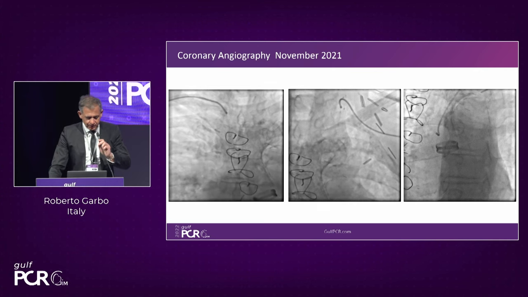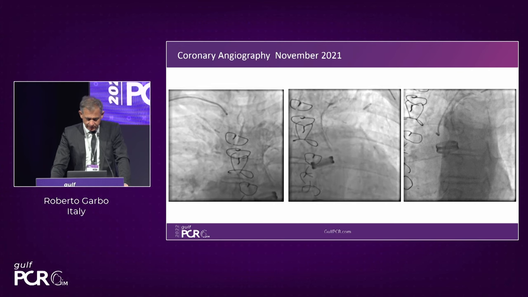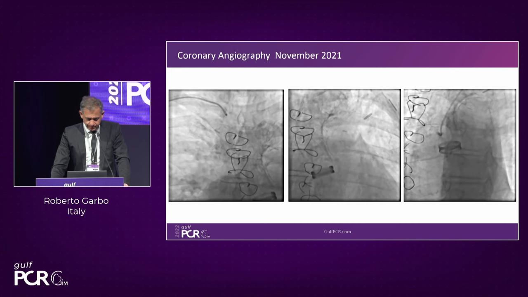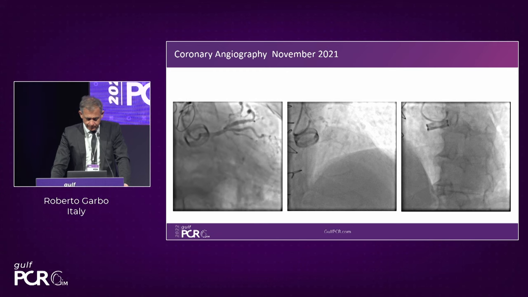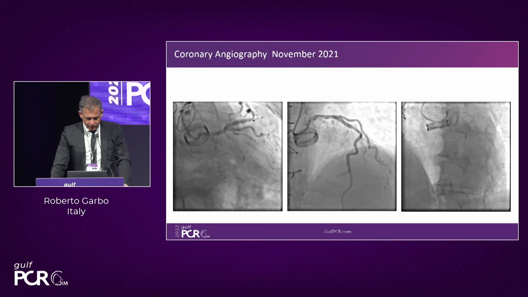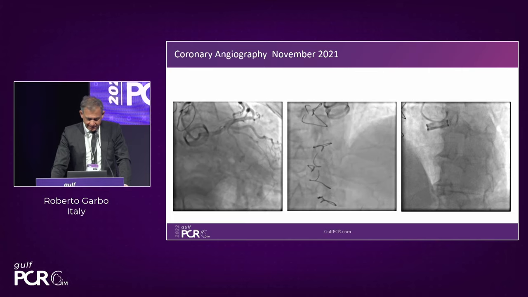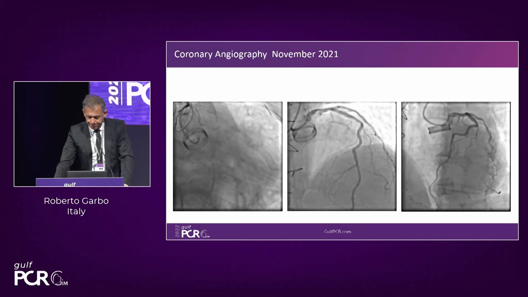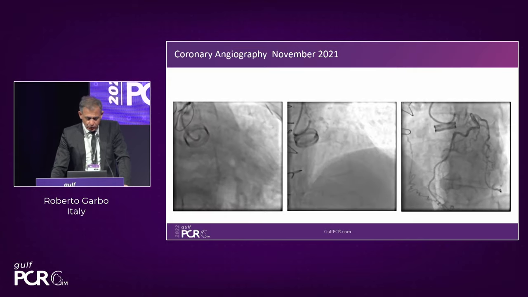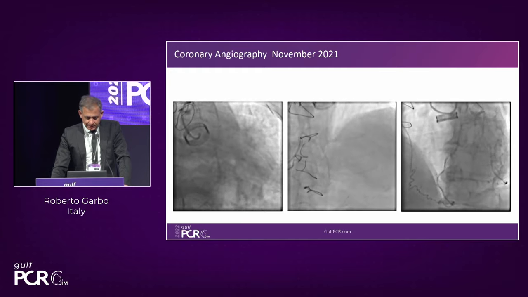You can see the RIMA occluded, the LIMA occluded, the ostium of the right completely occluded. This is the situation in November. You can see this lesion of the left main, a huge circumflex, bigger than the right, I think, and even a right occlusion. And so we have a huge part of the myocardium that is jeopardized by this occlusion.